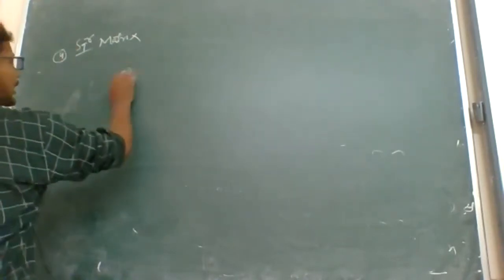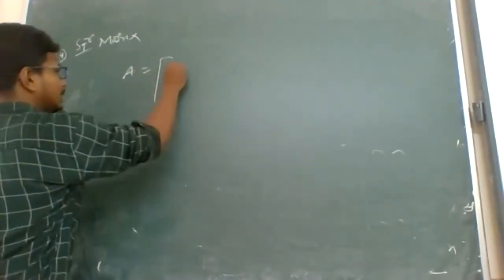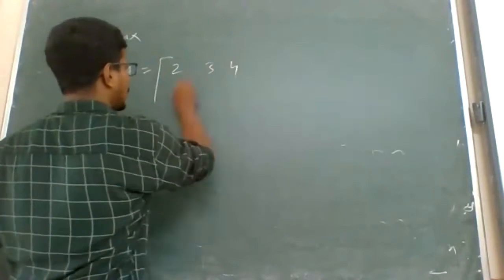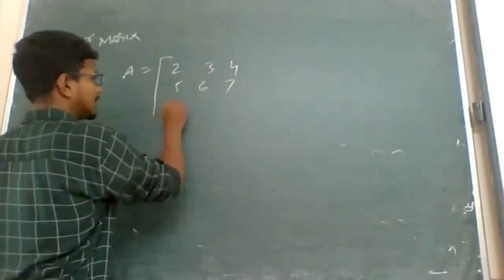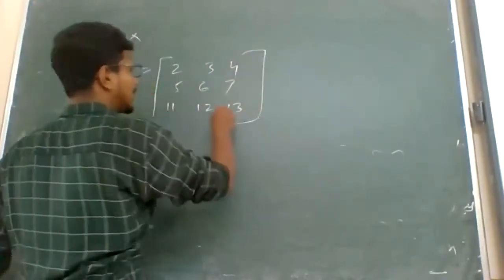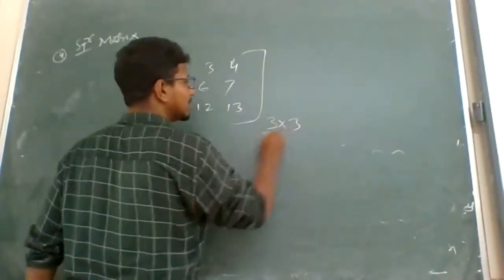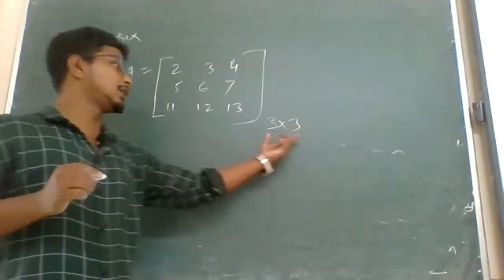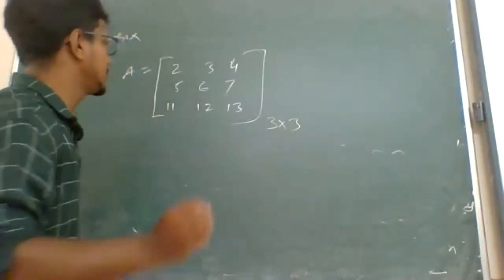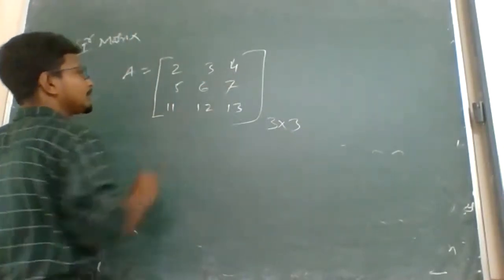So square matrix, I have written here the matrix A, and here 2, 3, 4, 5, 6, 7, 11, 12, 13. Can you tell me the order here? Yes, the order is 3 by 3. Correct? That's why elements number how many here? Yes, 9 elements are here. Very good.